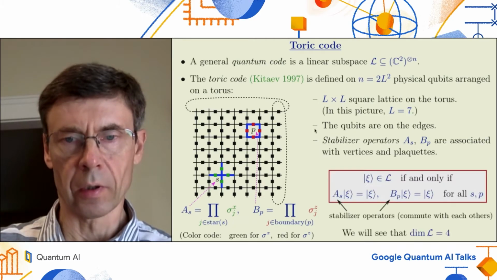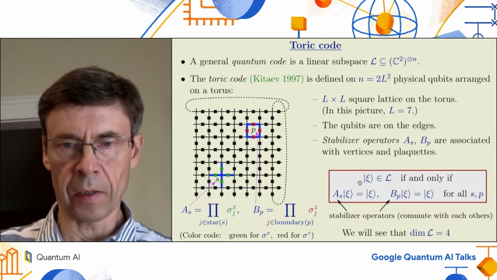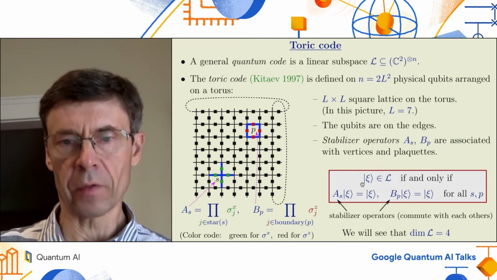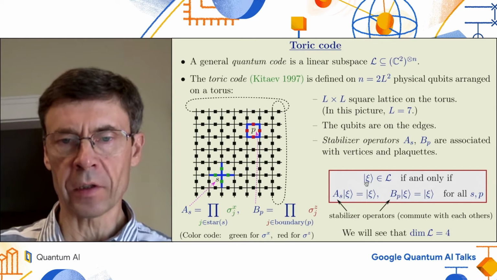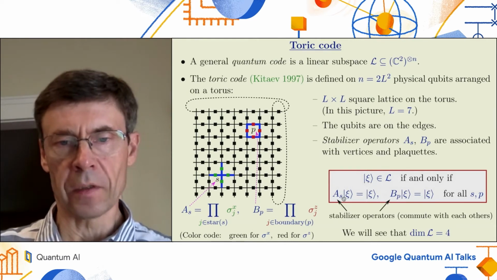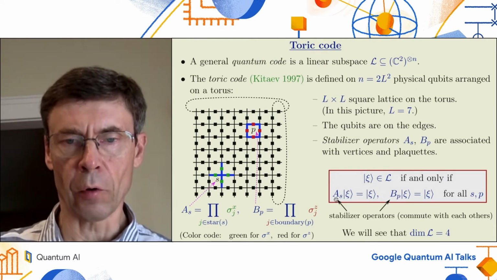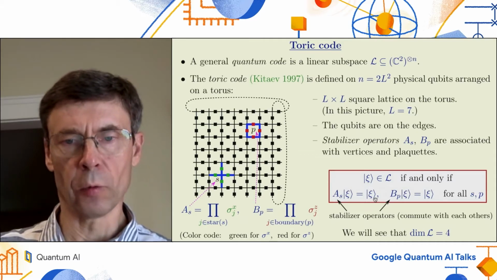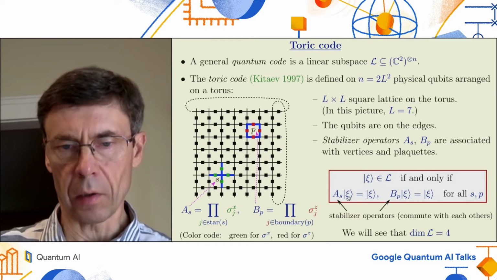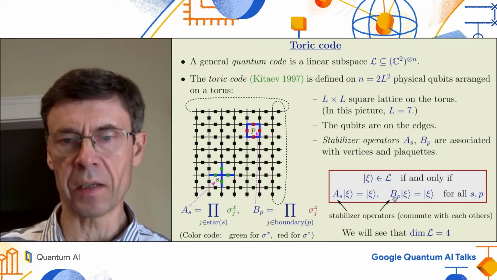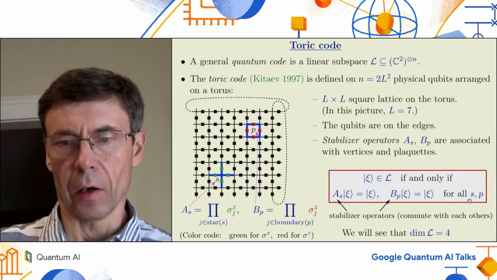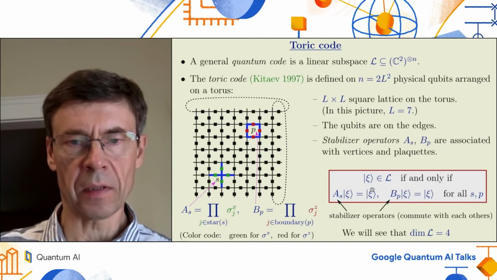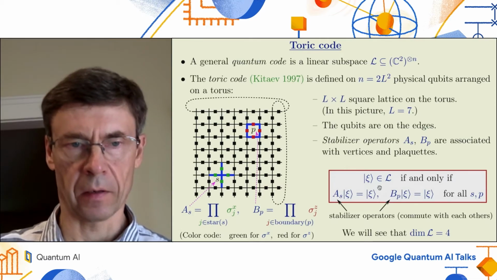The actual code is defined in a very general way. It's just the definition of a stabilizer code. Vector C is a code vector if it's a joint eigenvector of all the stabilizer operators, with the eigenvalues all equal to 1. A sub S does nothing to C, and B sub P does nothing to C for all S and P. For this to make sense, the stabilizer operators must commute with each other.